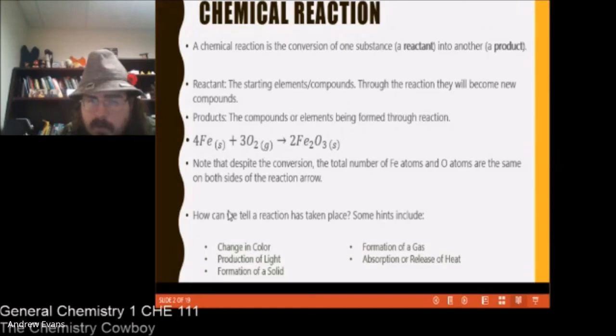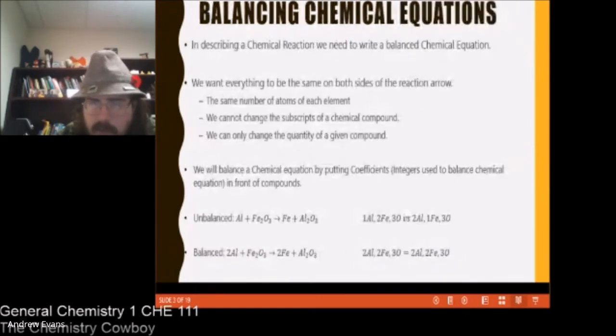Now, how can we tell a reaction is taking place? There will be certain little hints. You will sometimes see a change in color. Sometimes you see a production of light, like when we burned magnesium. You might see a formation of a solid where there were just two solutions. Formation of a gas from two solutions. Or the absorption or release of heat when things are mixed. All these are good hints that a reaction has taken place.